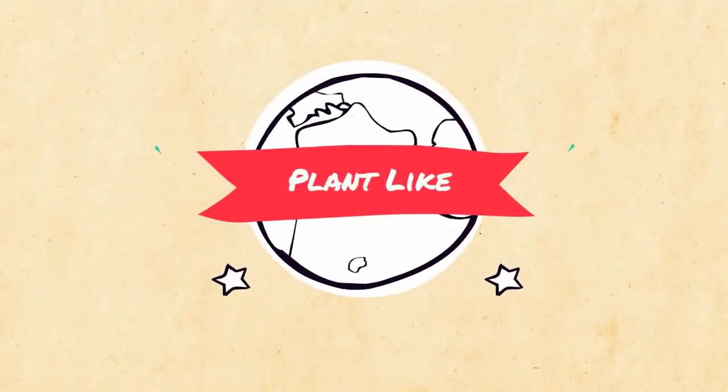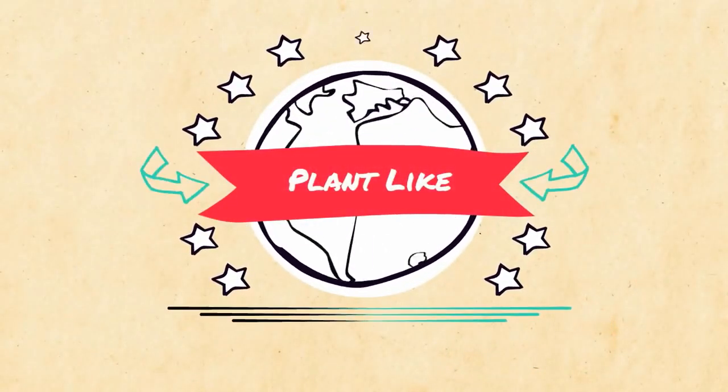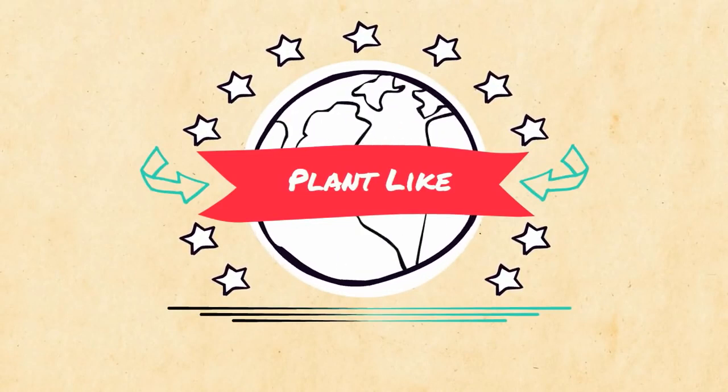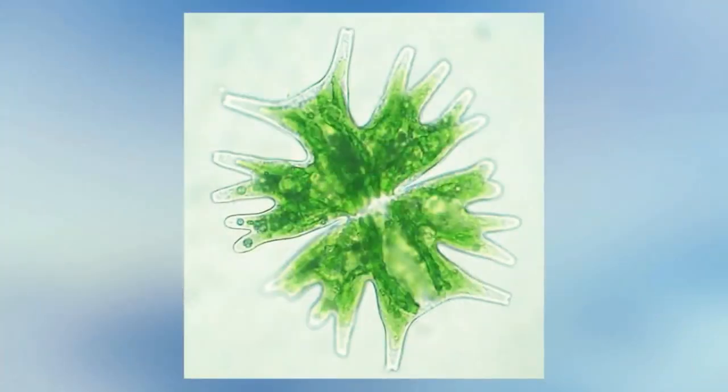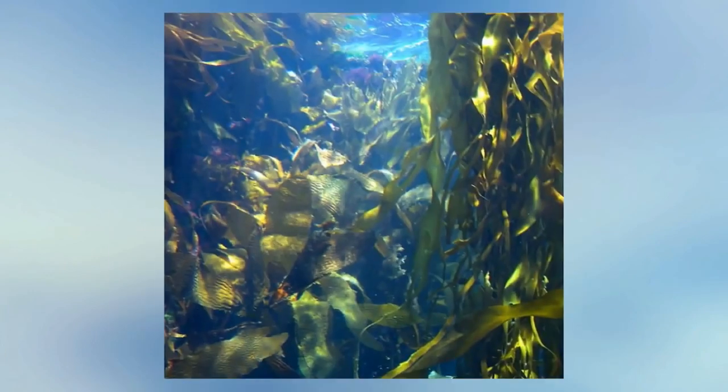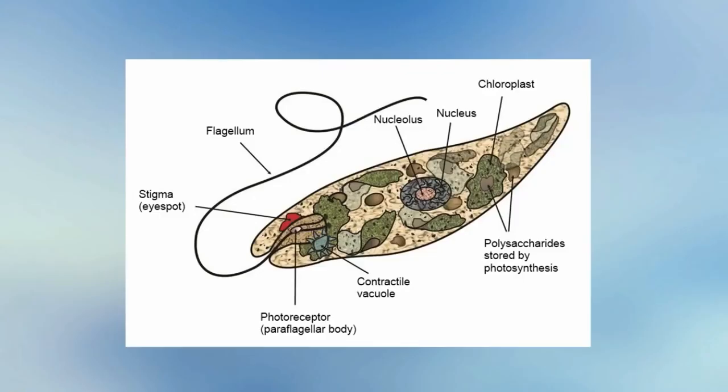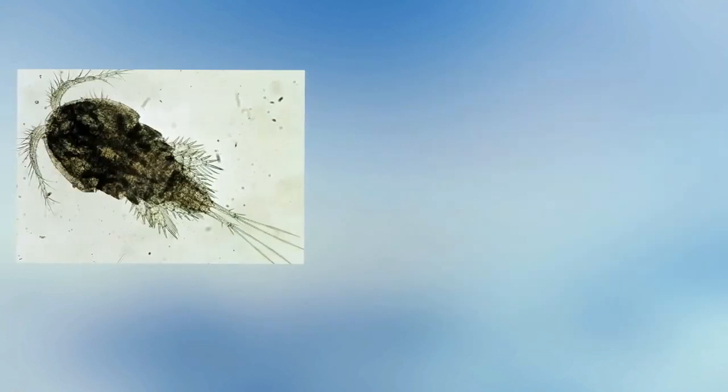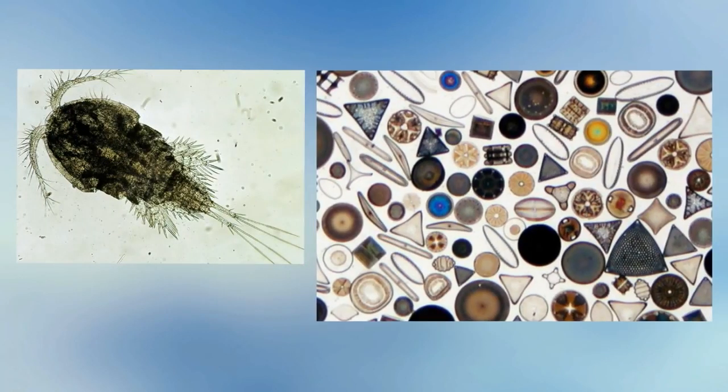Practice photosynthesis, but they don't have roots or leaves. One common example is algae. Some algae is unicellular, but kelp is an algae and is very large. Other plant-like protists include euglenoids, which move with a flagella, plankton, and diatoms, which look like glass.